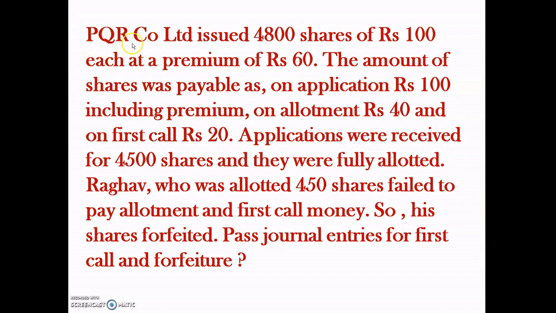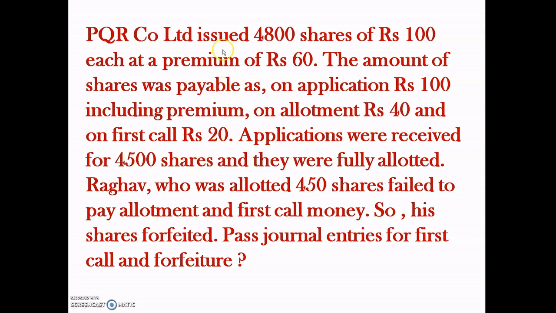See here, PQR Company Limited issued 4800 shares of rupees 100 each at a premium of rupees 60. Means this company issued 4800 shares, face value is 100 and premium is 60. The amount of shares was payable as on application rupees 100 including premium, on allotment rupees 40, on first call rupees 20. Now applications were received for 4500 shares.